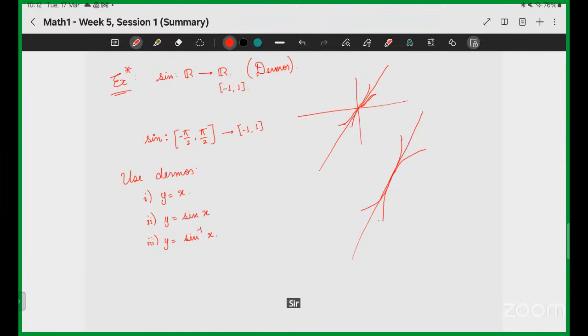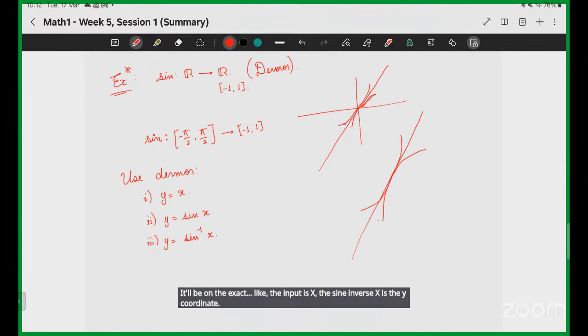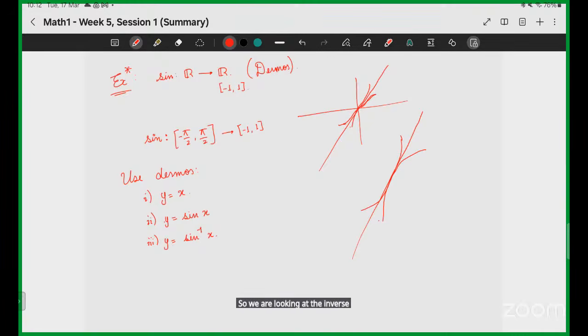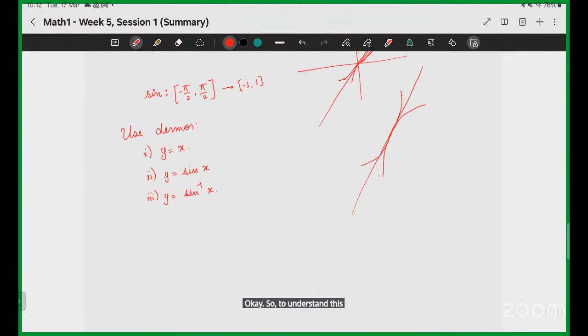Sir, the sine inverse wave, will it run along the y-axis, or will it be on the x-axis only? It'll be on the x-axis. The input is x, and the sine inverse of x is the y coordinate. So we are looking at the inverse function with the inputs in x itself. We are writing it in terms of x. Okay, that is fine.